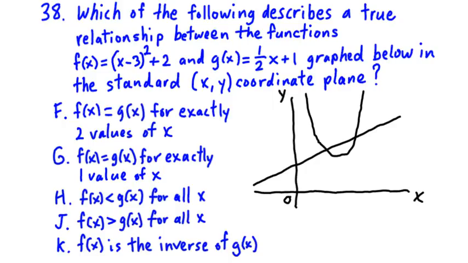Which of the following describes the true relationship between functions f(x) equals (x minus 3) squared plus 2 and g(x) equals 1/2 x plus 1, graphed below at a standard point. This is an easy one, guys. How many places are these functions here, the linear one and the quadratic one, touching each other? Twice, here and here. So we have f(x) equals g(x) for exactly 2 values of x. There we go.